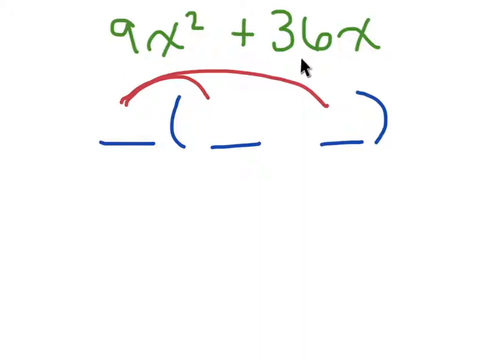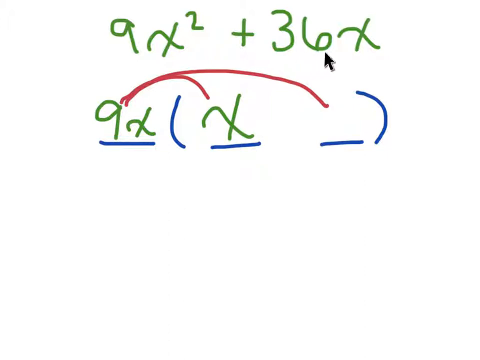Here we have a 9 and here we have a 36. Well, both of those are divisible by 9. So let's put a 9 there. x squared and x, they both at least have one x. So we can put an x out front. Now this is the term that we have decided was distributed. So before it was distributed, what was this first term here? 9x squared divided by 9x would have given us an x to start with.